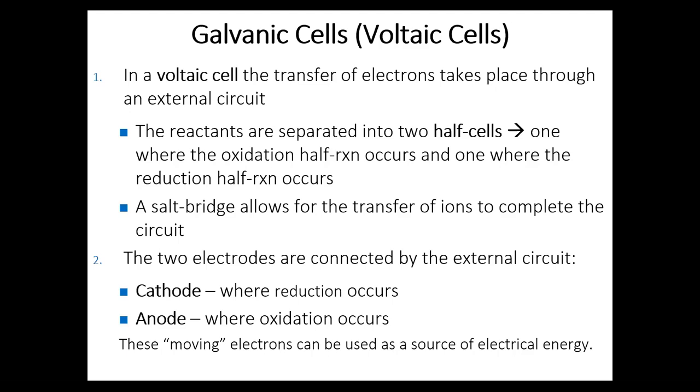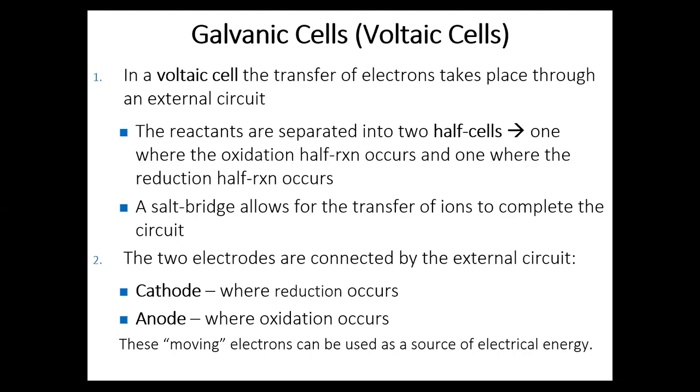The two electrodes are connected by the external circuit, where we have the cathode and the anode. The cathode is the electrode where the reduction is happening. Always keep in mind that cathode means reduction. Reduction means gain of electrons, and the oxidation number goes down. The anode means oxidation is happening at that electrode, which means loss of electrons, and the oxidation number goes up.